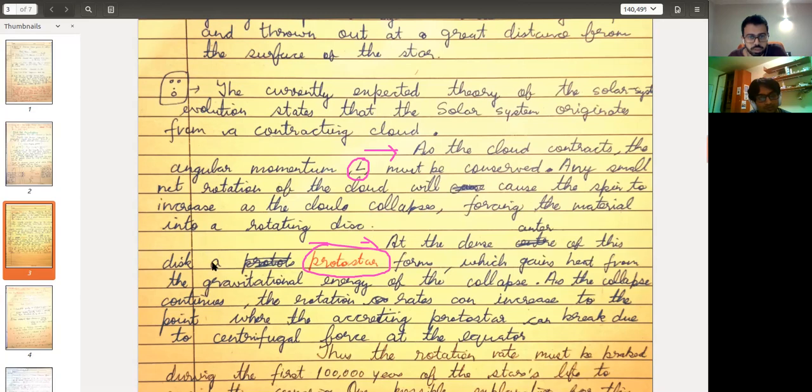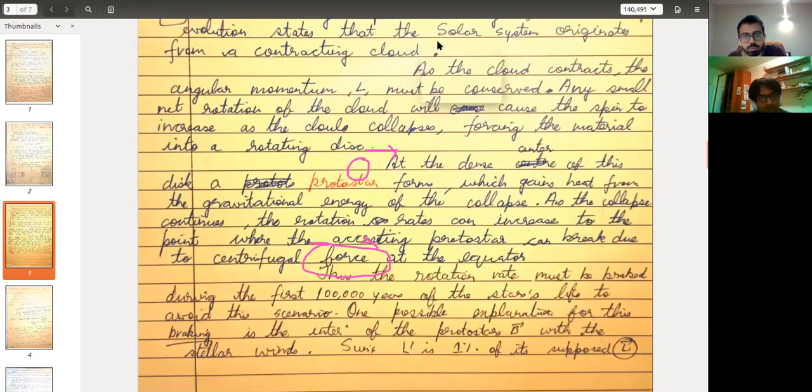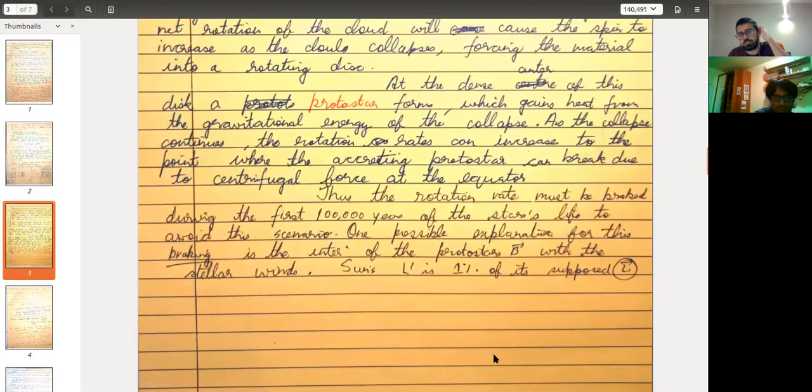I found this very cool. So the rotation rate must be braked during the first 100,000 years of the star's life to avoid this scenario, where the magnetic braking doesn't happen and the star just breaks away. One possible explanation for this braking is the interaction of the protostar's magnetic field with the stellar winds. And this is one of the major theories of how our sun was formed in the solar system. So I was very surprised that magnetic braking plays a role over here, and it also plays a role in how the magnetic field evolves around a black hole.